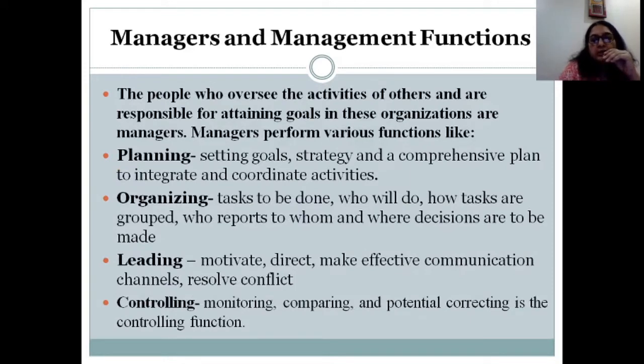Now, there are people who oversee the activities of others and are responsible for attaining the goals of the organization. These people are called managers. There are certain functions that these managers perform. Here the functions have been condensed into four main types. First and foremost is the planning function. Now, this function entails setting goals, setting the objectives of the organization. What is its mission, its vision? Now, when this is clear, then managers have to formulate strategies. They have to devise comprehensive plans in order to integrate and coordinate the activities of the organization.